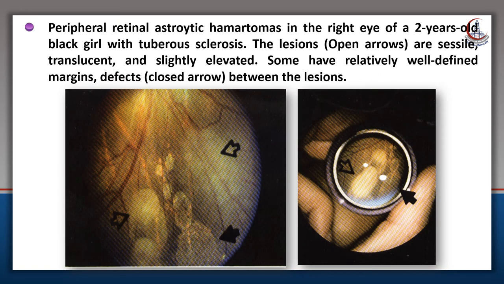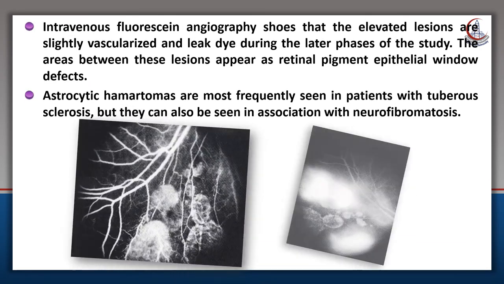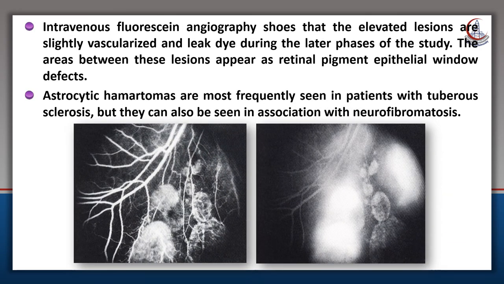These are peripheral retinal hamartomas in the right eye of this two-year-old black girl with tuberous sclerosis. Note the dark fundus associated with her dark skin, and the lesions, marked with open arrows, are sessile, translucent, slightly elevated, with well-defined margins. Fluorescein angiography shows the elevated lesions are slightly vascularized and leak dye during the later phases.